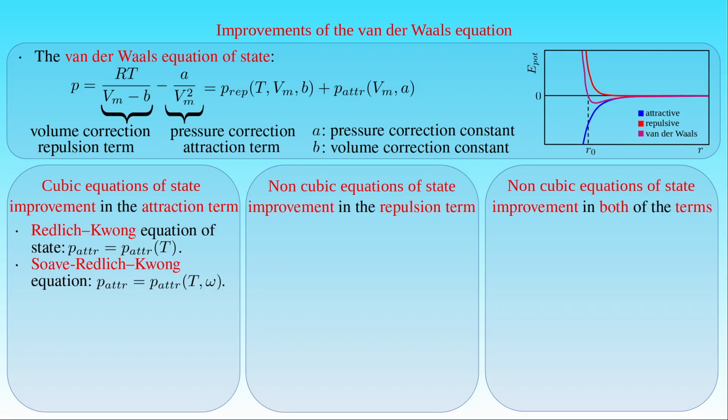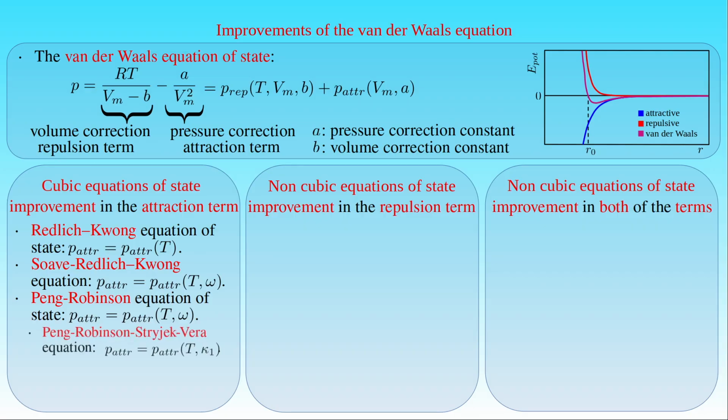The next equation of state we will present is the Peng-Robinson equation, which follows a similar strategy by keeping the acentric parameter but applying the volume correction parameter more extensively in the attraction term. We will also consider its improvement called the Peng-Robinson-Stryjek-Vera equation of state, where an adjustable empirical parameter kappa 1, specific for substances with some temperature dependence, is introduced in the attraction term.